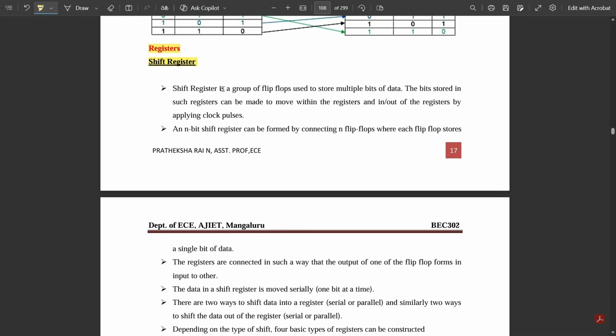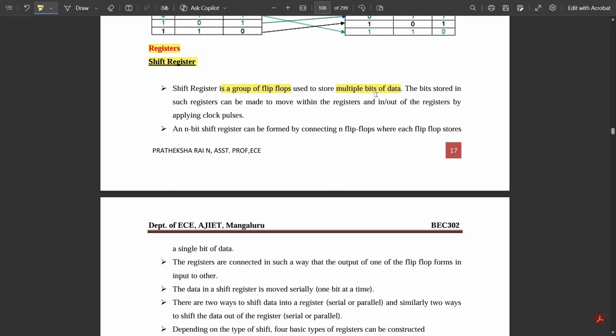A shift register is a group of flip-flops which is used to store multiple bits of data. As the name suggests, it is a group of flip-flops used to store multiple bits of data. As you know from the basic definition, a flip-flop is a single bit operation, right? It operates on only a single bit.